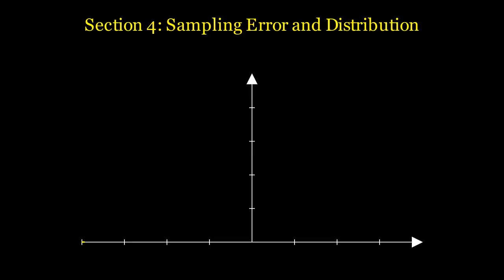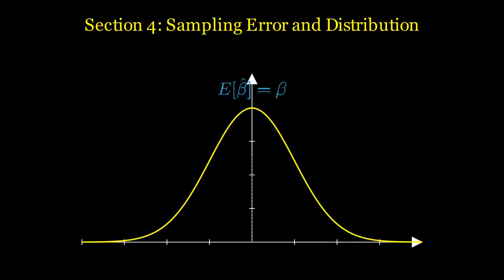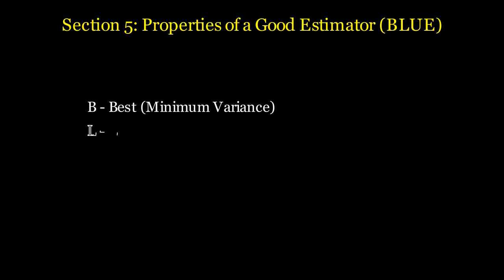Section 4. Sampling error and the distribution. Because beta hat depends on the sample, it has its own probability distribution. This is the sampling distribution. According to the central limit theorem, under certain conditions, our estimates will follow a normal distribution centered around the true beta. The spread of this distribution is the standard error. A smaller spread means our estimate is more likely to be close to the true value.